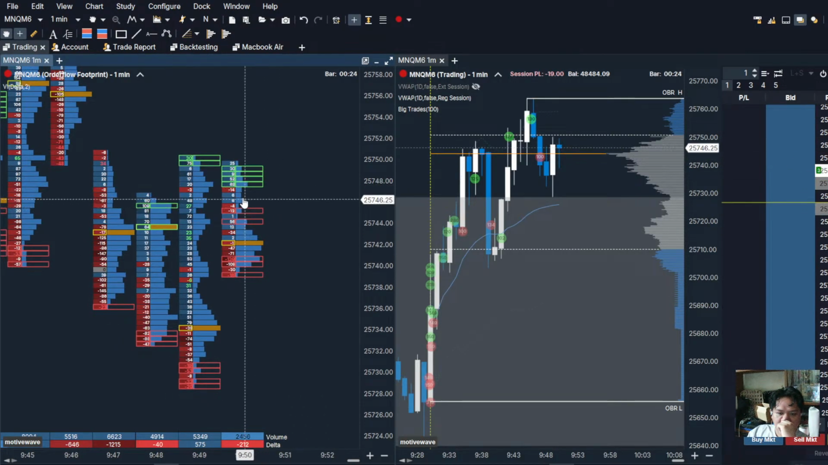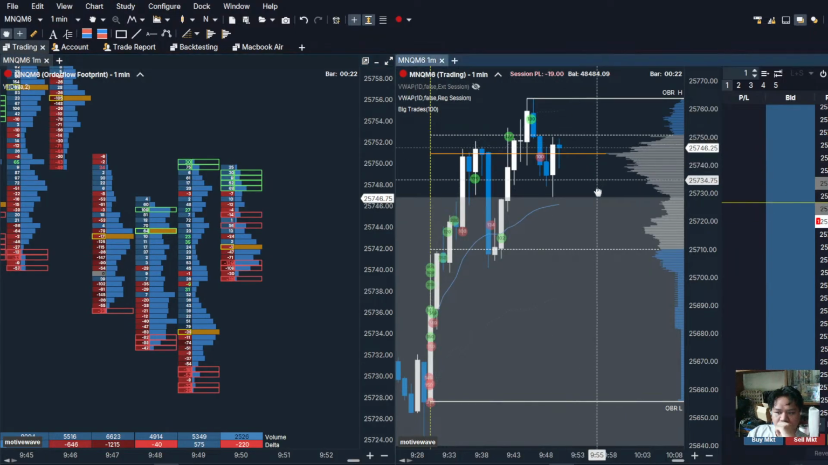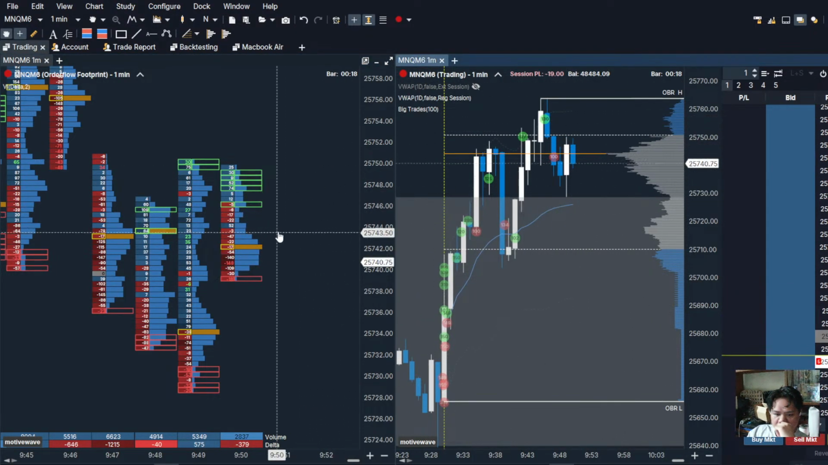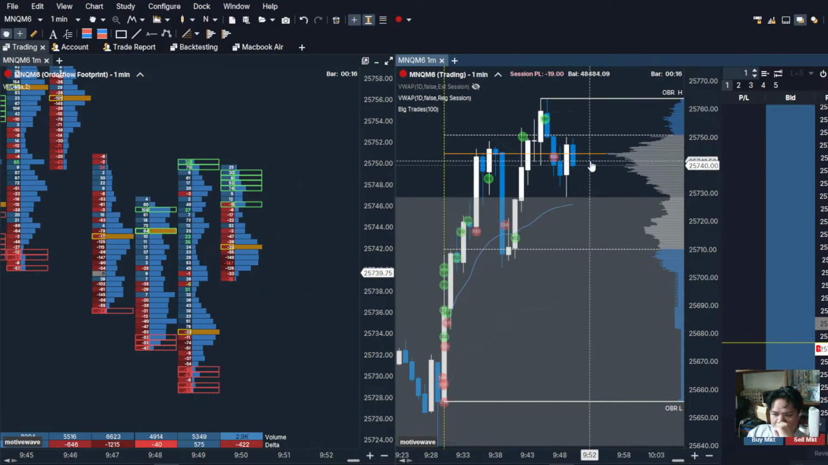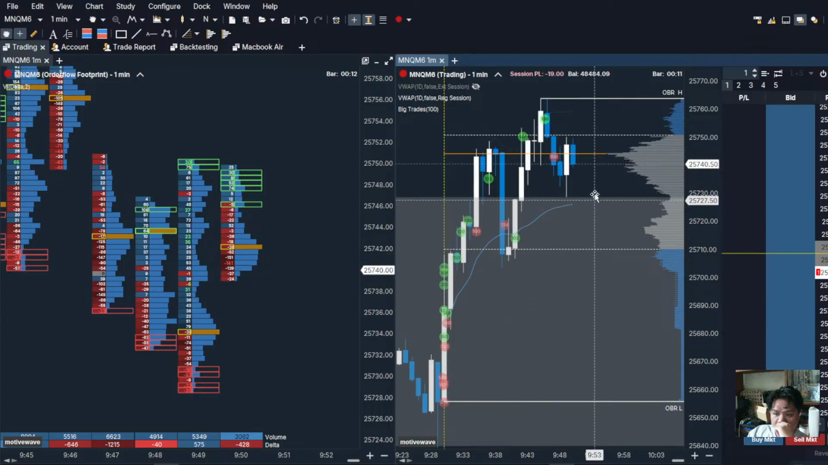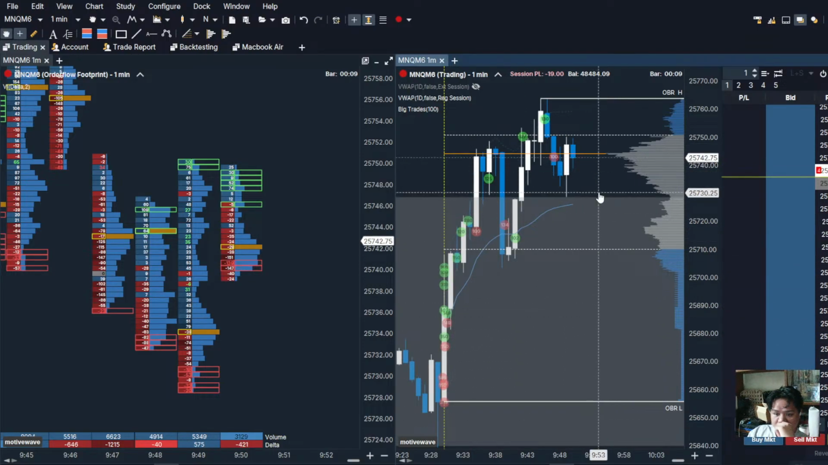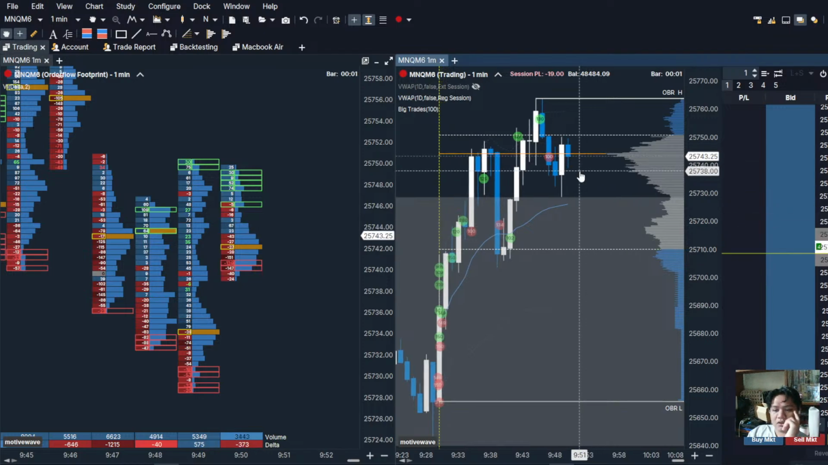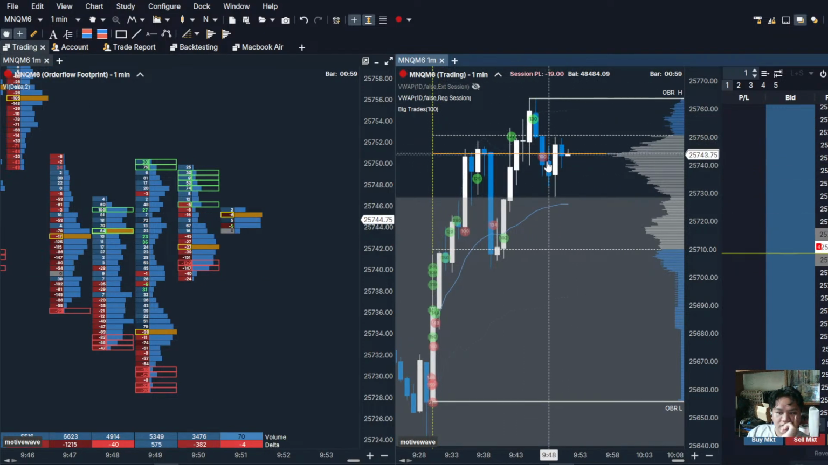Now we don't have sellers stepping in. Now probably gonna move up still to the upside. No imbalances yet. Not really interested for a short yet, guys. Still not looking for a short. No short. Would have loved it for us to get a short.